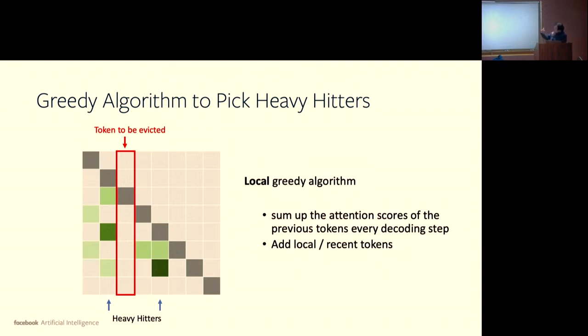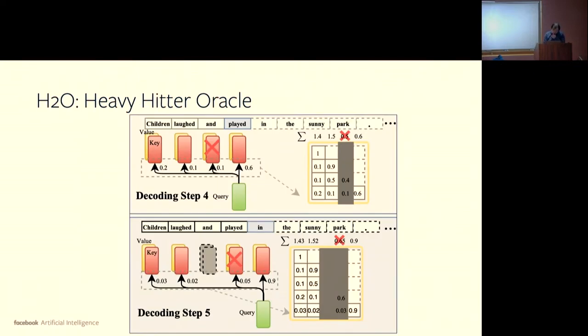That basically is a local greedy algorithm. Every decoder step, you sum up the scores of the previous tokens, and you drop the tokens that have the lowest accumulated attention score from all the previous rounds, right? So you only keep a budget of your KV cache tokens, and you get rid of the tokens that fall below the bar for the cumulative attention score. That's basically the idea, very simple.